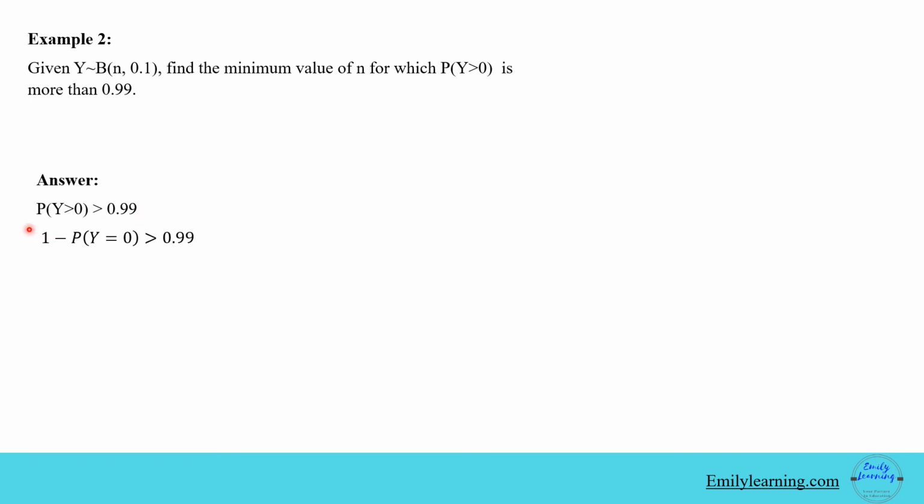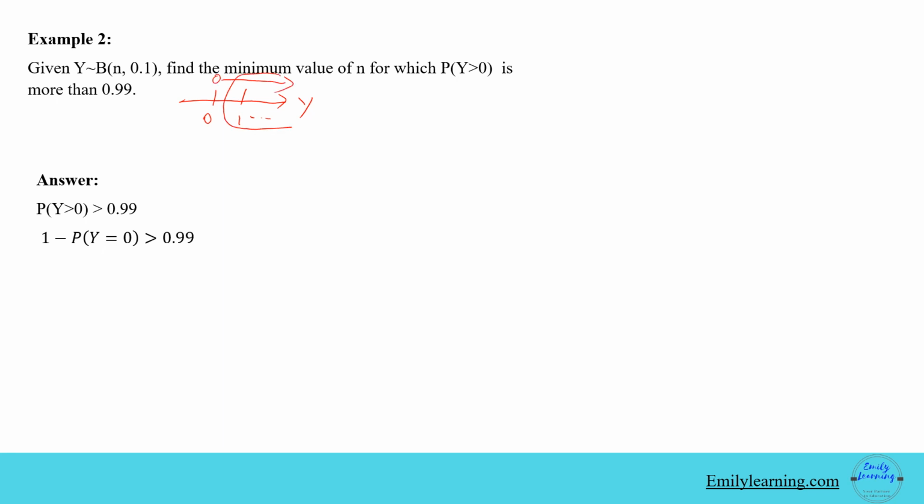But we know that if we want to use the graphic calculator, we either have P of Y equals to something if we use binomial PDF, or P of Y lesser than or equals to a value if we want to use binomial CDF. So since we have Y greater than 0, so this is Y, 0, 1, and so on. So we are not interested in 0.